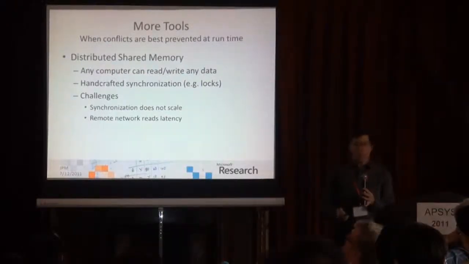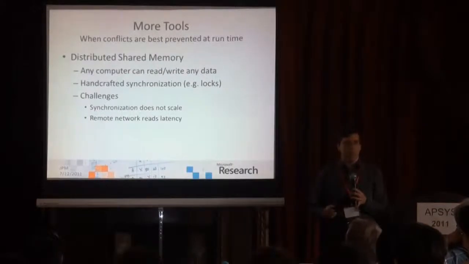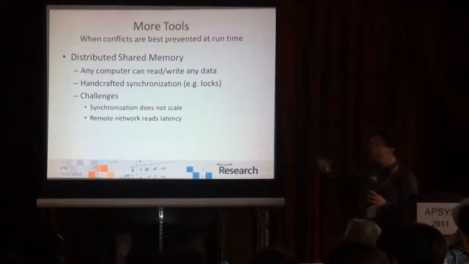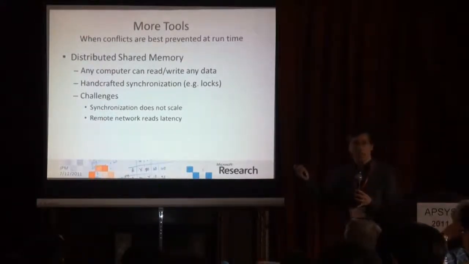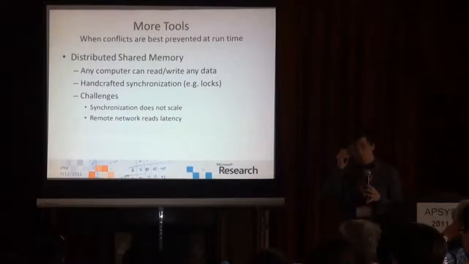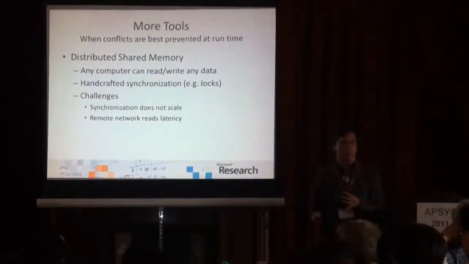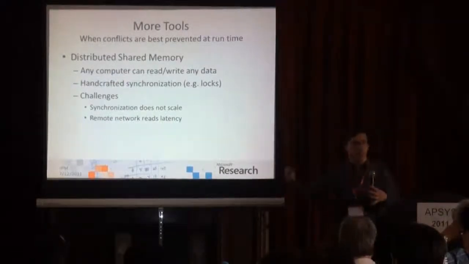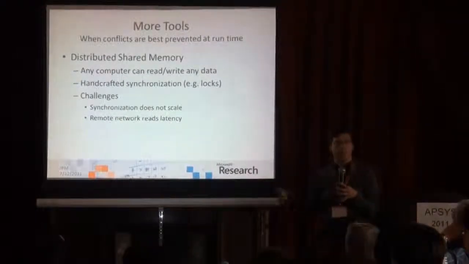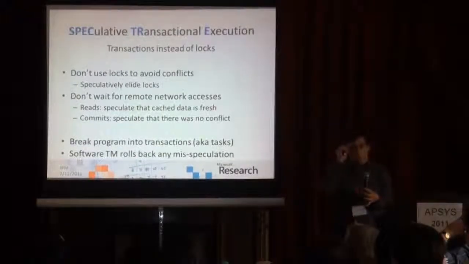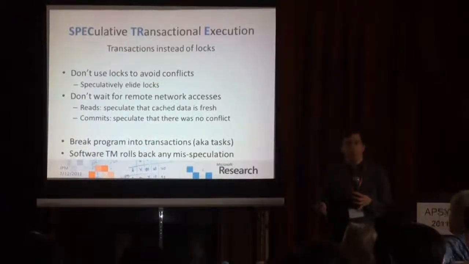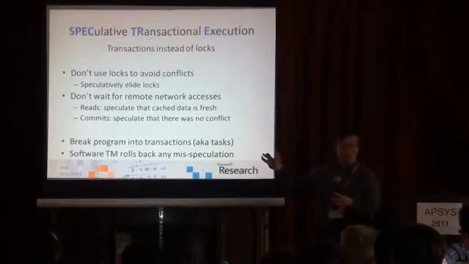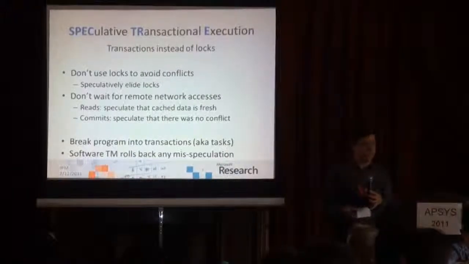But distributed shared memory as it stands has some challenges. I think some of the earlier talks mentioned the problem of latency on the network. So we have these two problems. Synchronization doesn't scale, and you have the problem of dealing with the remote read latency. So what do I mean by synchronization doesn't scale? What I mean is if you have a single lock, you will find that as you are working with a lot of data, you're going to have more and more conflicts. So one way out of this is to use transactions instead. And this is what we do in our SPECTRE system, Speculative Transactional Execution, as I mentioned at the beginning.